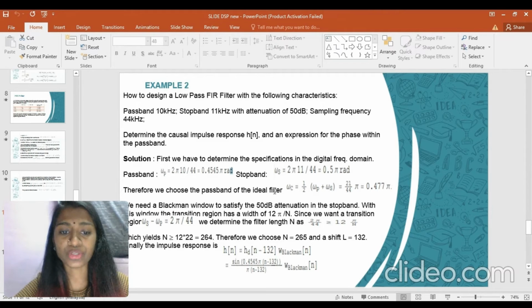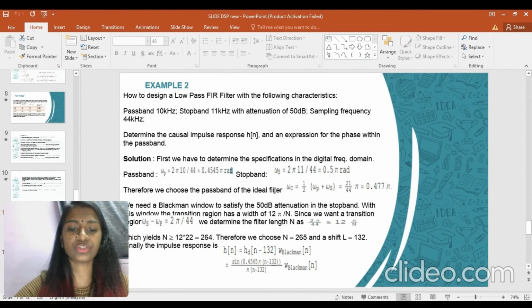We need a Blackman window to satisfy the 50 dB attenuation in the stop band. With this window, the transition region has a width of 12 pi over N. Since we want a transition region omega s minus omega p equal to 2 pi over 44, we determine the filter length N as 2 pi over 44 less than 12 pi over N, which yields N greater than 12 times 22, equals 264. Therefore, we choose N equals 265 and a shift L equals 132.